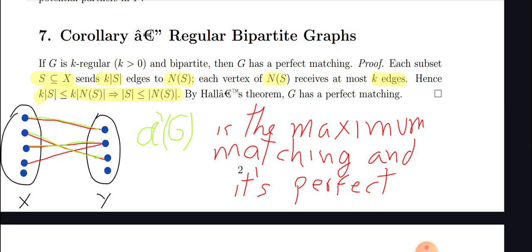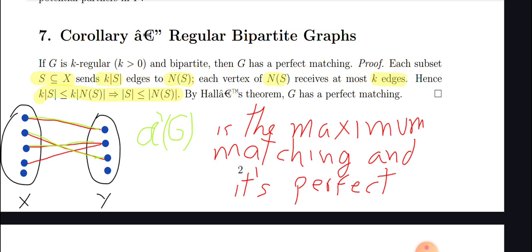And since k is positive, we can just divide both sides by k, and you're left with |S| ≤ |N(S)|, which is the Hall condition. And since we picked a totally arbitrary subset S, this holds for all subsets. So Hall's theorem guarantees a matching that saturates X, which in this case is a perfect matching. The symmetry of the graph guarantees the pairing capacity.